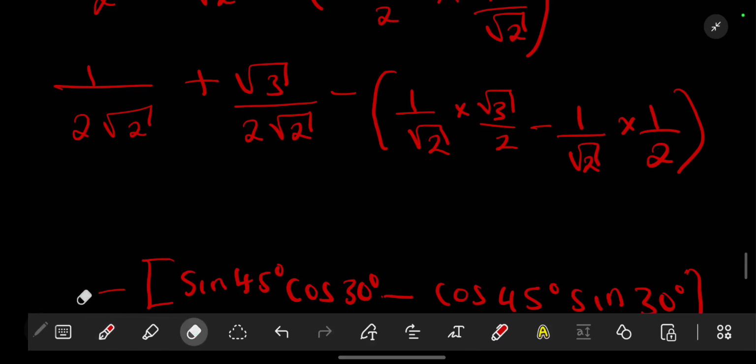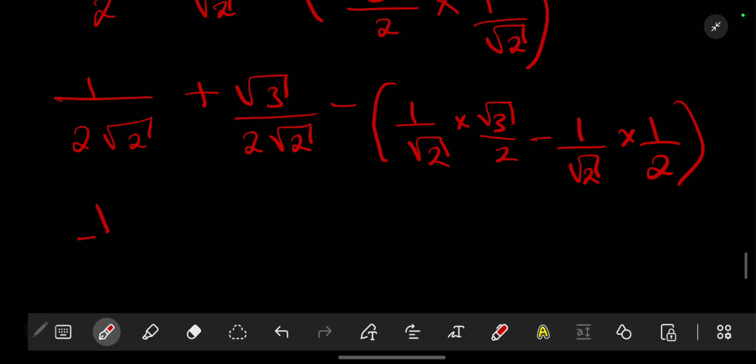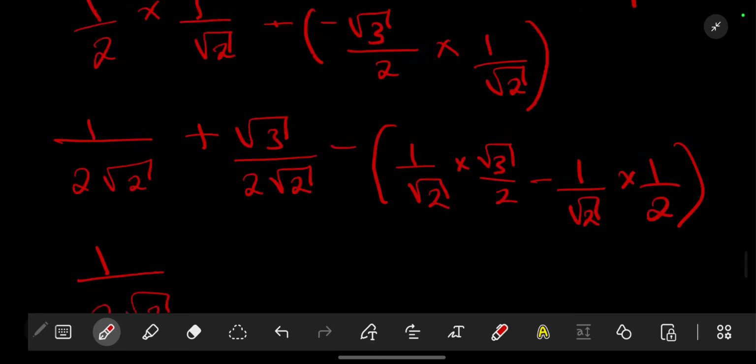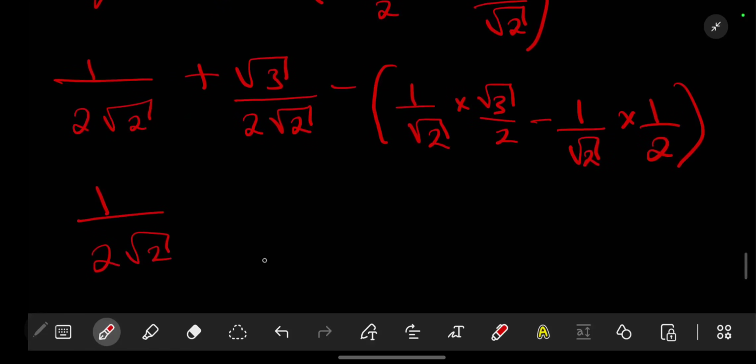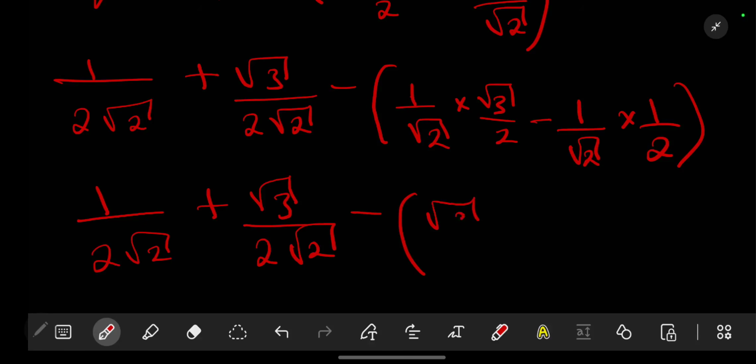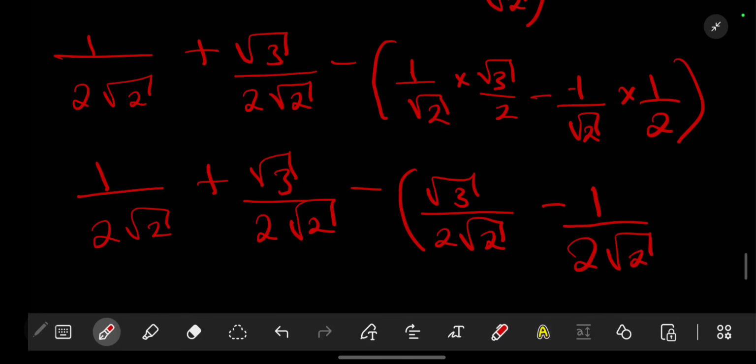From here, just be able to simplify things now. So this gives us 1 over 2 root of 2. Just be careful. There's no need for you to add this and this because you have similar numbers. You will see how it will play out. So we have plus our root of 3 over 2 root of 2 minus, we have the 1 by root 3, it will be root 3 over 2 root of 2, like that. 1 by 1 is equal to 1, so it will be minus 1 over 2 root of 2, like that.